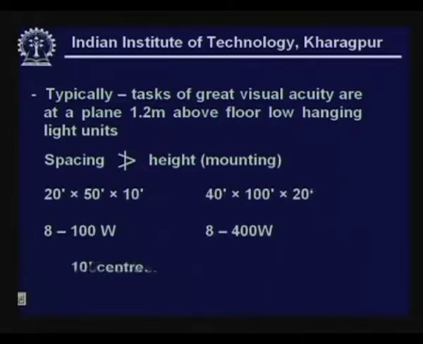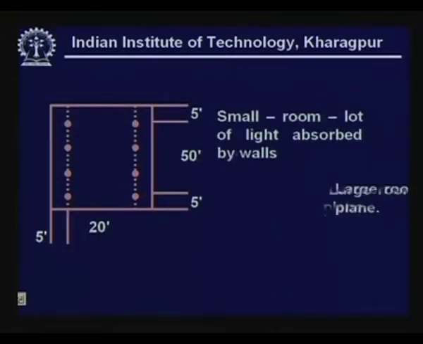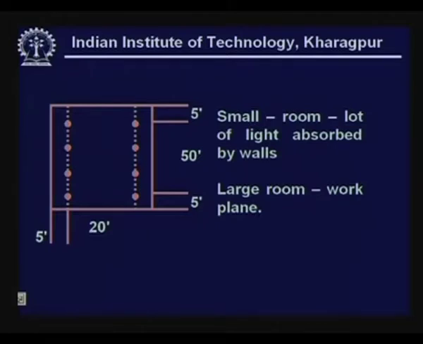Consider the two rooms, one 20 feet by 50 feet by 10 feet, the other 40 feet by 100 feet by 20 feet. In fact, with the number of lamps located with the same center to center distance of 10 feet, you find the number of lamps remaining the same. The smaller room would need a 100-watt lamp, whereas the larger room would need a 400-watt lamp. This shows a typical small room, and in fact you find the way it is marked. This is that 20 feet by 50 feet.